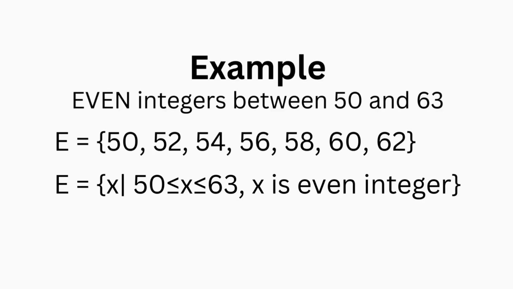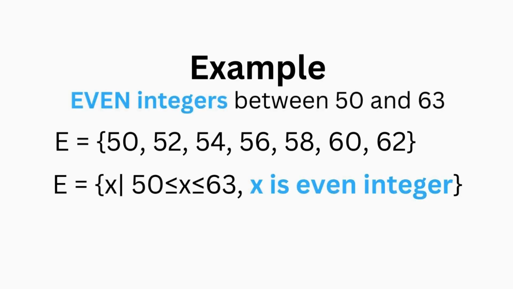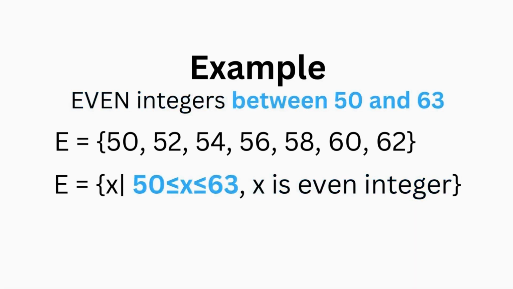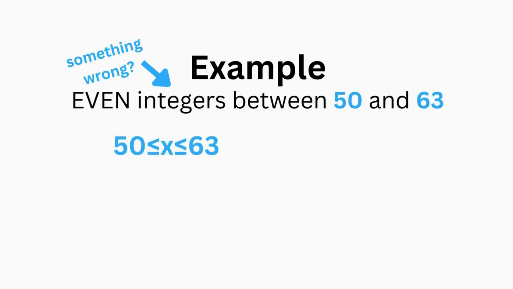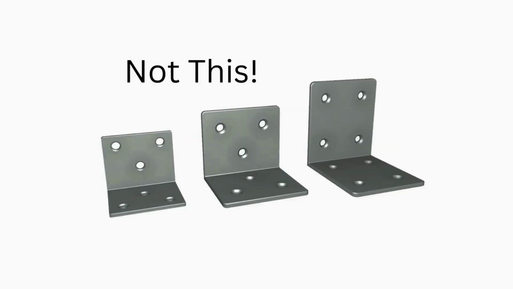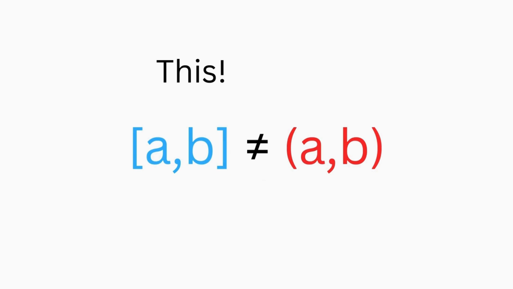The rule method is just a description in shortened math form, where x is an even integer between 50 and 63, and x is the only element of the set. And the rule method is even more precise than our normal conversational speech. Why? Take a look at this. Does this include both endpoints or not? Because 2 of them are both between 50 and 63, and that is why we have notations as brackets, where different brackets have different meanings.